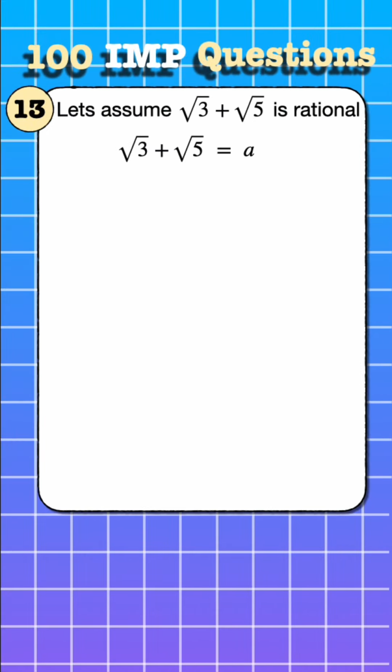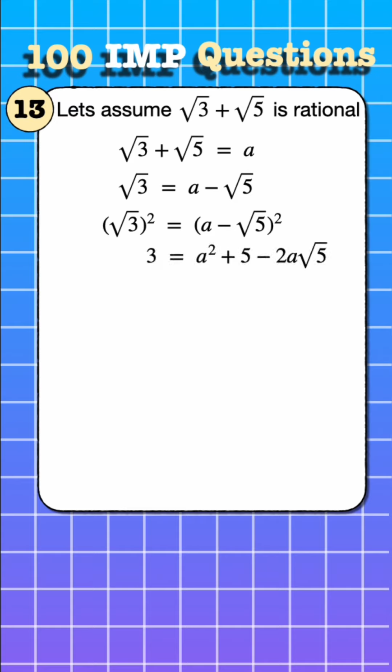That's why root 3 plus root 5 is equal to a. If you transfer root 5 to the right hand side, we will get root 3 is equal to a minus root 5. Then square on both the sides. That will give you root 3 square will be 3. And a minus root 5 bracket square, use the expansion formula. So a square plus 5 minus 2a root 5. And transfer minus 2a root 5 to the left hand side and 3 to the right hand side. So that will give you root 5 is equal to a square plus 2 upon 2a.